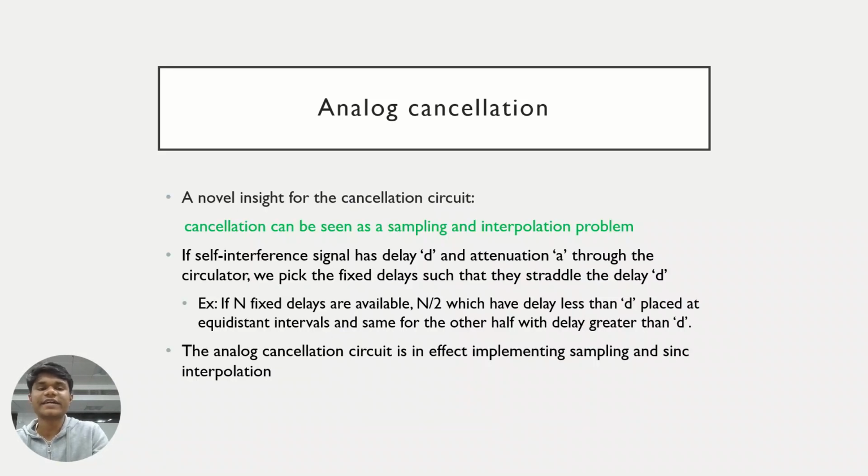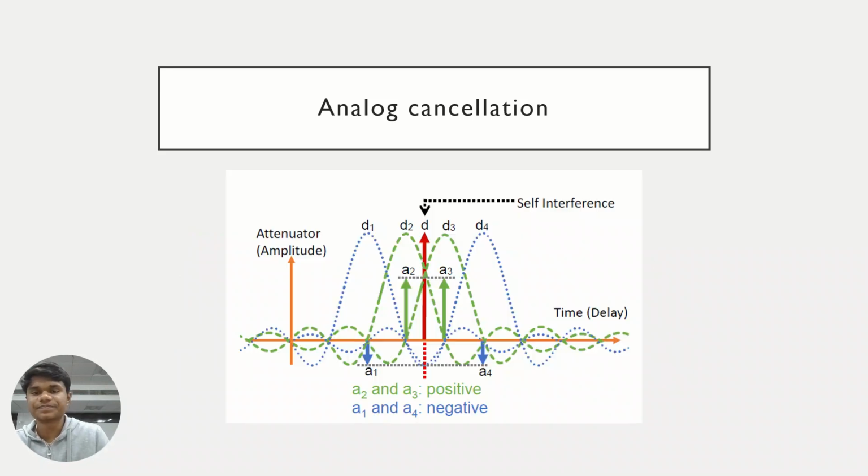Also, how do I find the value of the delay d? We do not have the exact value of delay d, but we do know the range in which the d value is going to be, and we place our N/2 and N/2 delays outside of that range. Now, we place sinc functions on top of all the delayed versions, and thereafter add all of them to form our final signal, which we have to subtract from the signal that is being received, depicted here in this diagram.